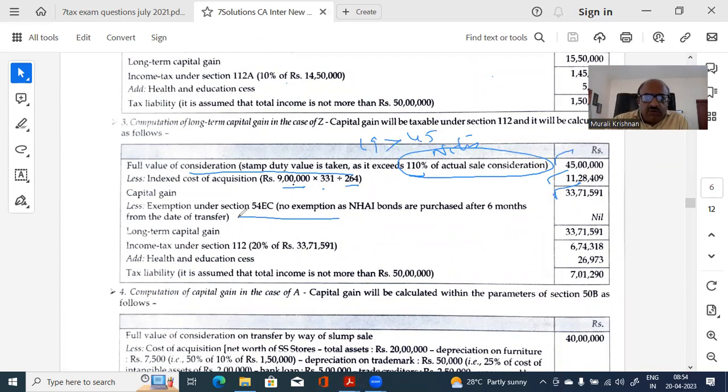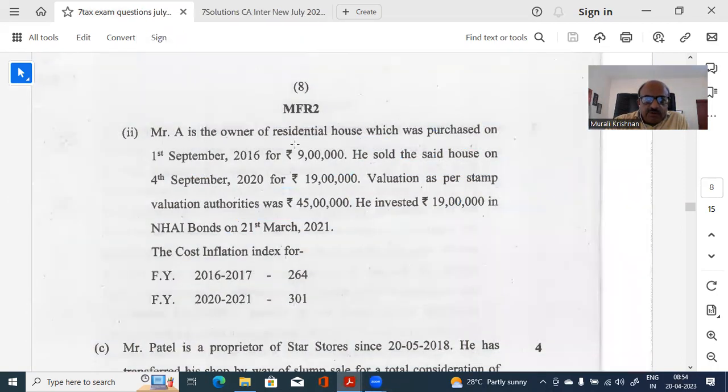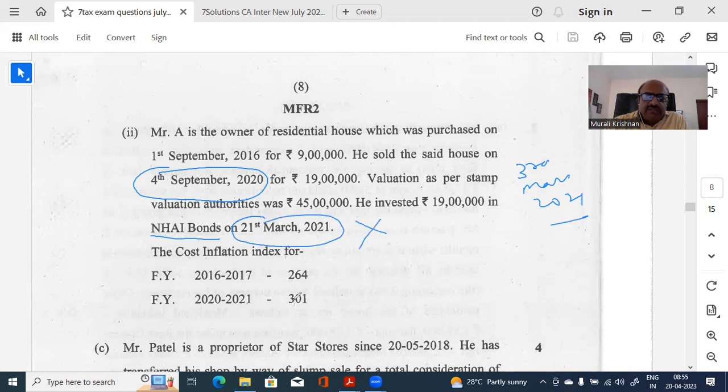Now, exemption under 54EC, is it available? This is again a catch. So let's go back to the problem and see what the issue is. I didn't notice this at that time. See, I missed it. You have to be careful. That's why each date is important. When did the transfer take place? 4th September 2020. So you have time till 3rd March 2021. But he has purchased when? At this time. Therefore, exemption is not available.